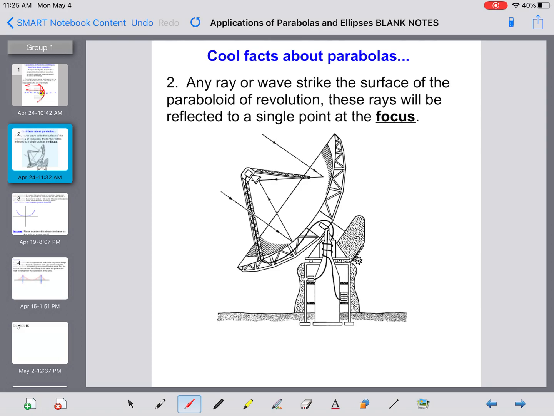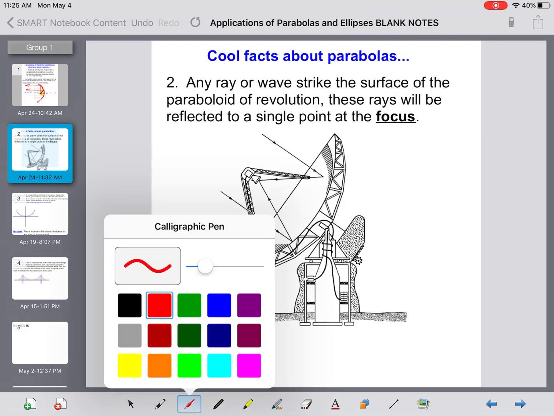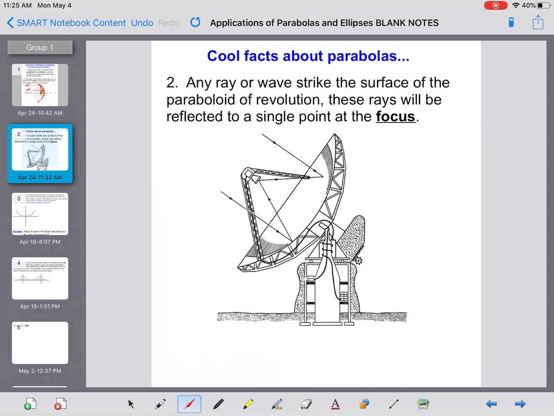Any ray or wave to strike the surface of the paraboloid of revolution, these rays will be reflected to a single point at the focus. So anything coming in, think about a satellite dish. Cut that in half, that is a paraboloid of revolution. Cut that in half, you see a parabola. Any ray that comes in will hit this dish, and every ray will be focused on that focus. One of the reasons why that's called a focus. Even if the ray comes in like this, hits there, boom, it will reflect to the focus.